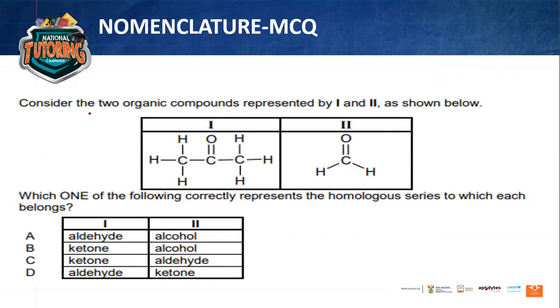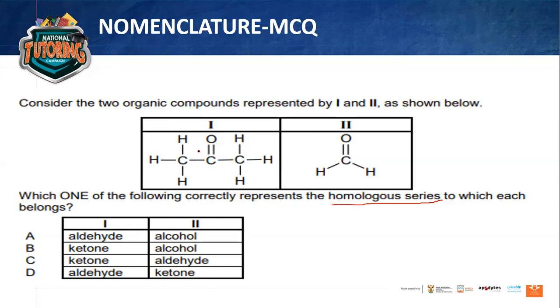Furthermore, consider the 2 organic compounds represented by 1 and 2 as shown below. These are the molecules 1 and 2. They ask which one of the following correctly represents the homologous series to which each belongs. Remember, homologous series is like your family, the family that they belong to. It's just that we have a scientific term for that, and we say it is homologous series, right?